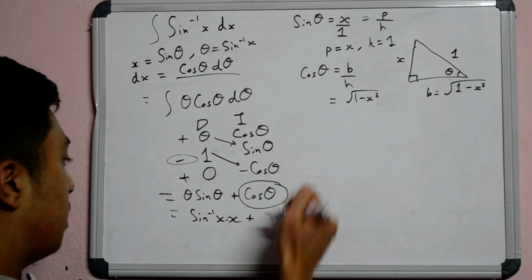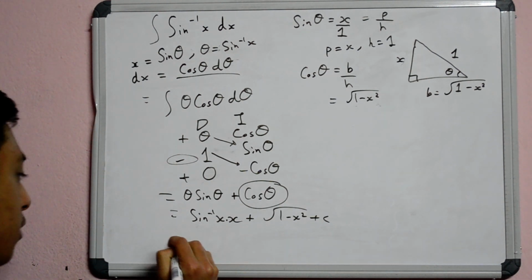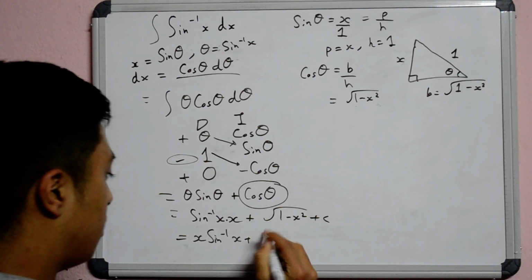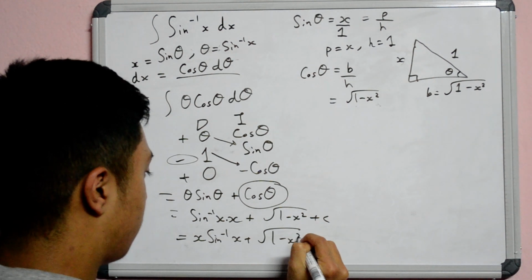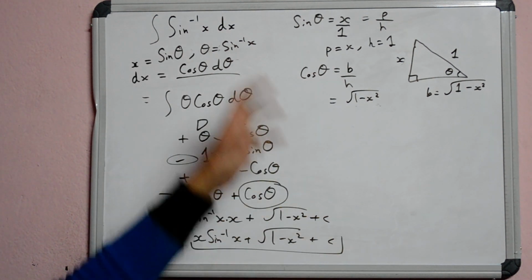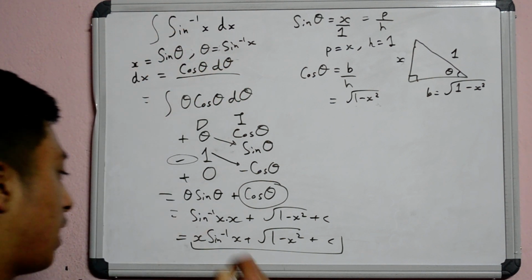Now we can just simply put that back here, plus c. If you want to make it nicer, put it as x sine inverse of x plus root 1 minus x square plus c, and that is our answer. So if you notice something, when we integrate sine inverse x, we again get sine inverse x back here.